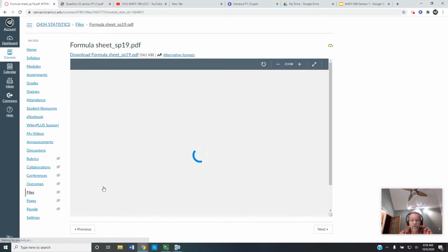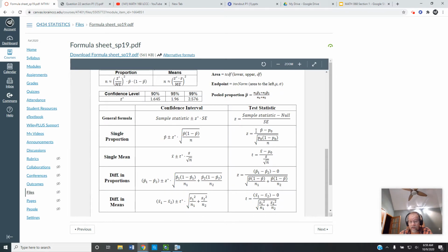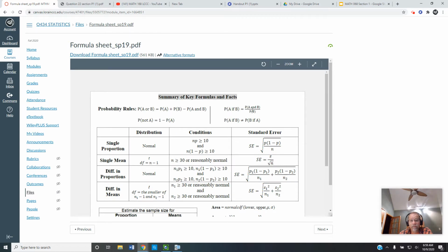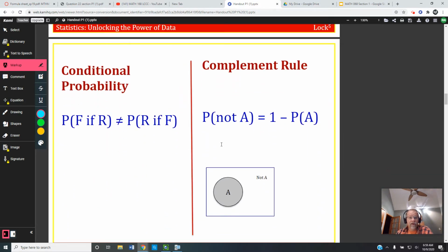And Formula Sheet SP19, you'll notice, is a formula sheet that you can use on all examinations, all quizzes, things like that. It's got a lot of formulas we haven't covered. However, look at the very top, and it's got all of the probability that we're doing tonight. So you'll know how to do this entire top by the time we're done with this particular lecture. So the conditional probability: the probability of F if R is not the same as the probability of R if F. You can't turn these things around.